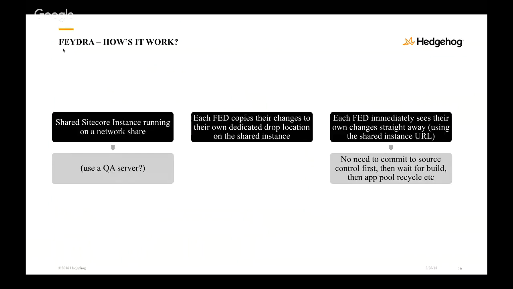Each front-ender then copies their changes into their own drop location on the shared instance. And thanks to that, they're going to be able to see their changes immediately, but without committing their changes to the source control. So you're going to avoid all of that application pool recycle and so on.